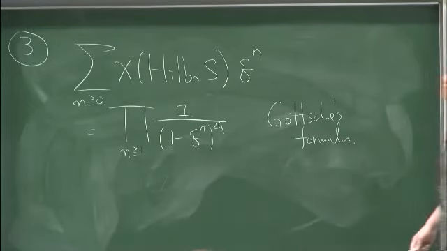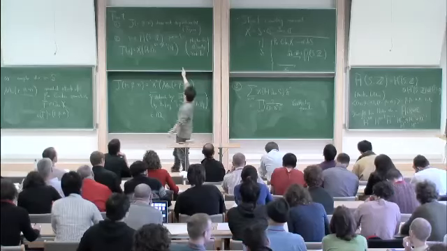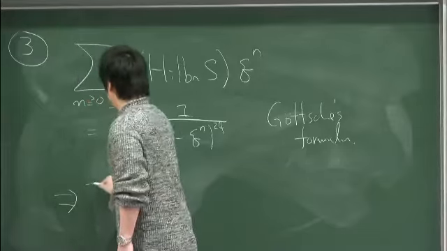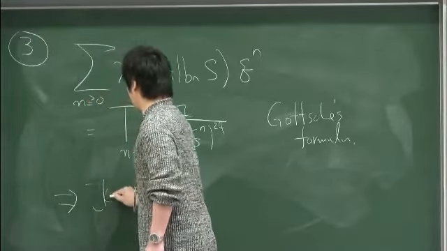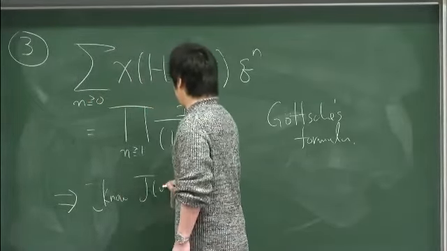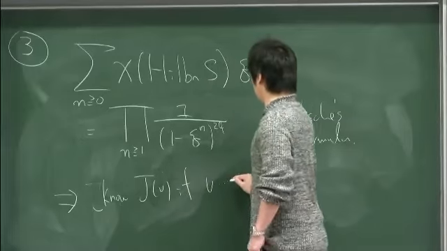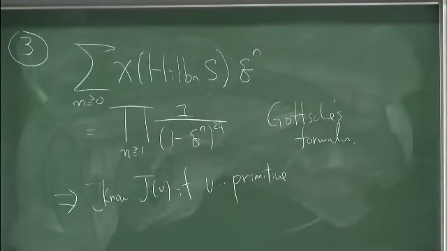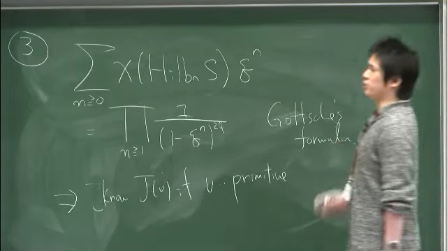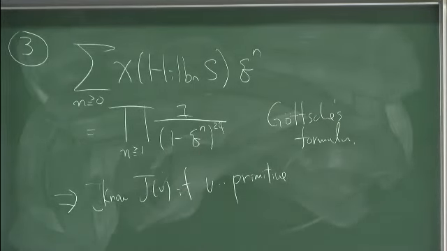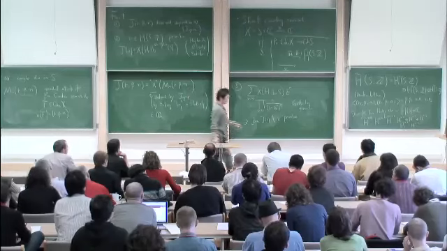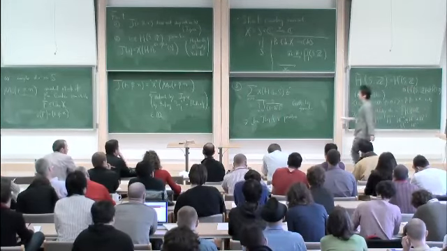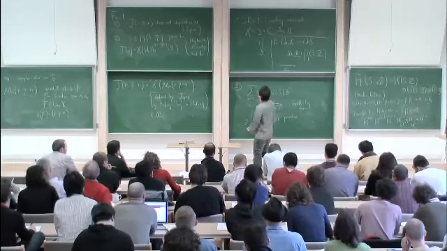So by these two results, we know J_V if V is primitive. But if V is not primitive, then the definition itself is very difficult. I'm taking logarithms of the whole algebra, so it's difficult to compute. But at least for the primitive V, this is completely calculated. So, okay.